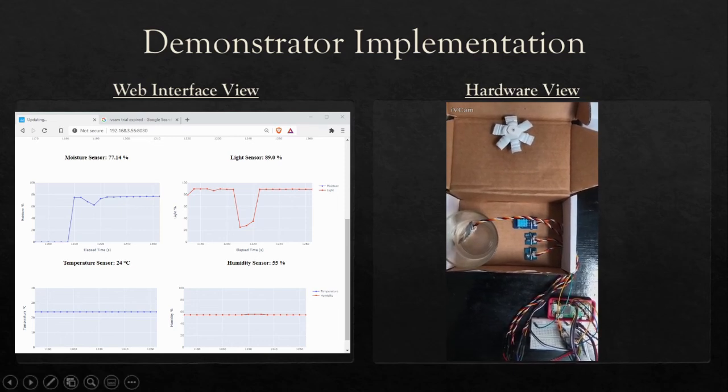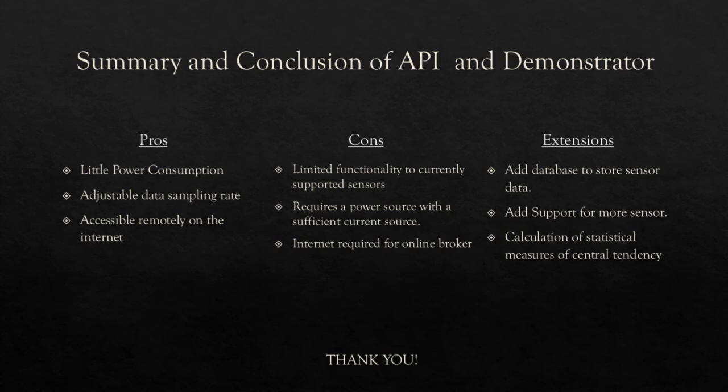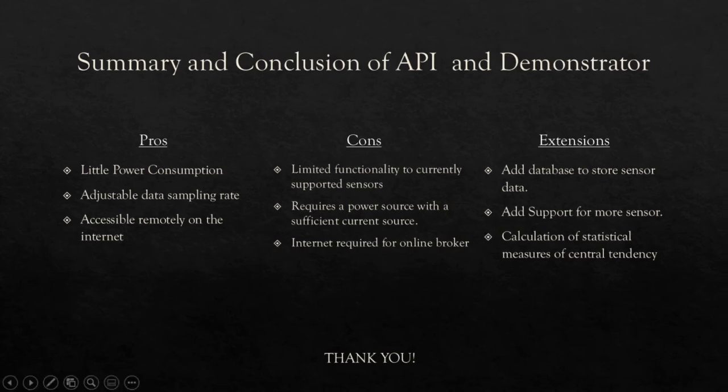I'll now move on to the final slide where I'm concluding. In conclusion, I'll just highlight the pros, cons, and further extensions that can be done to the API. The pros are it uses little power consumption. The sampling rate can be adjusted and it can be accessed remotely on the internet. The cons are there's limited functionality to currently supported devices. It requires a power source with a sufficient current source. The internet is required for an online broker.